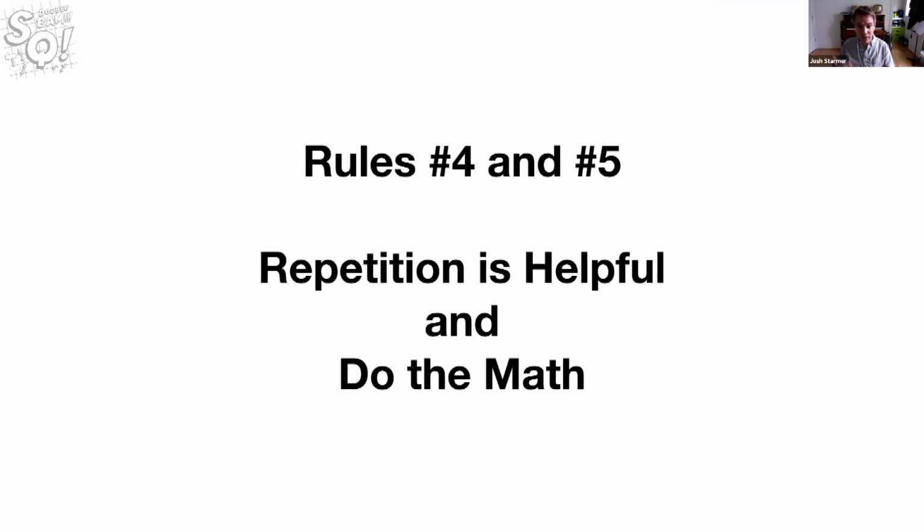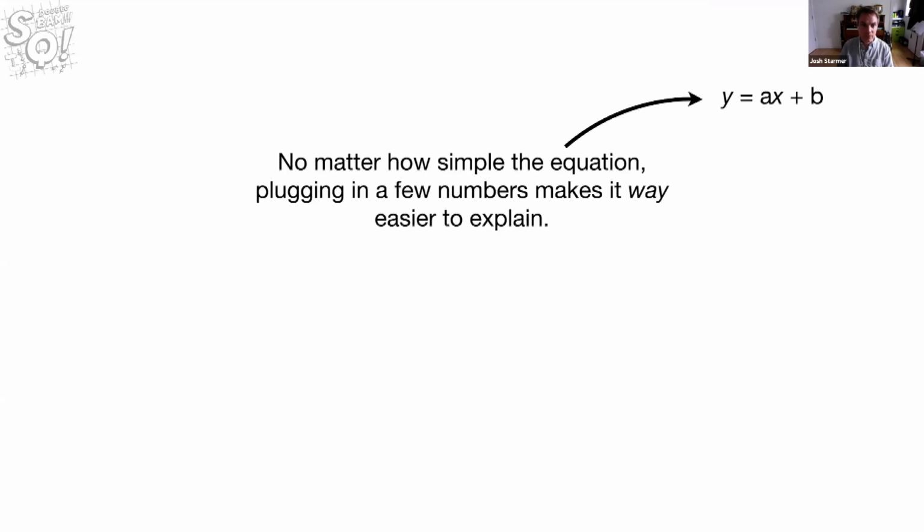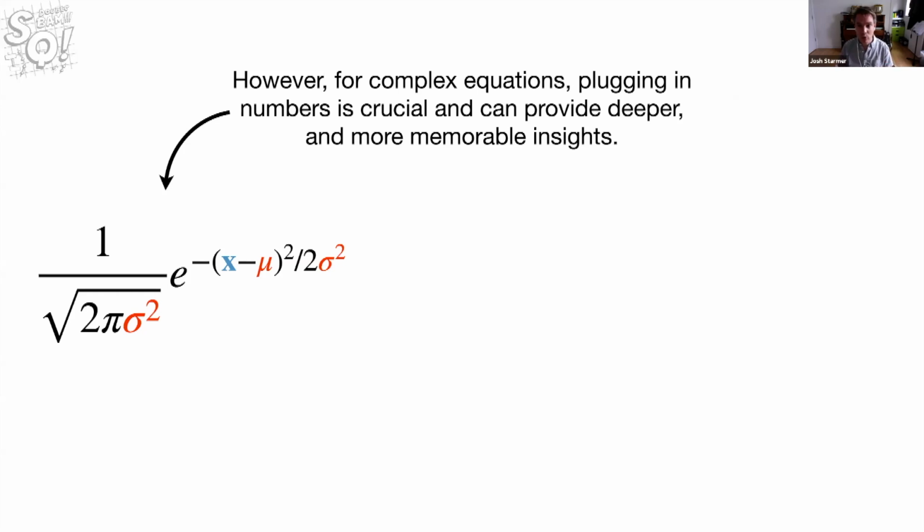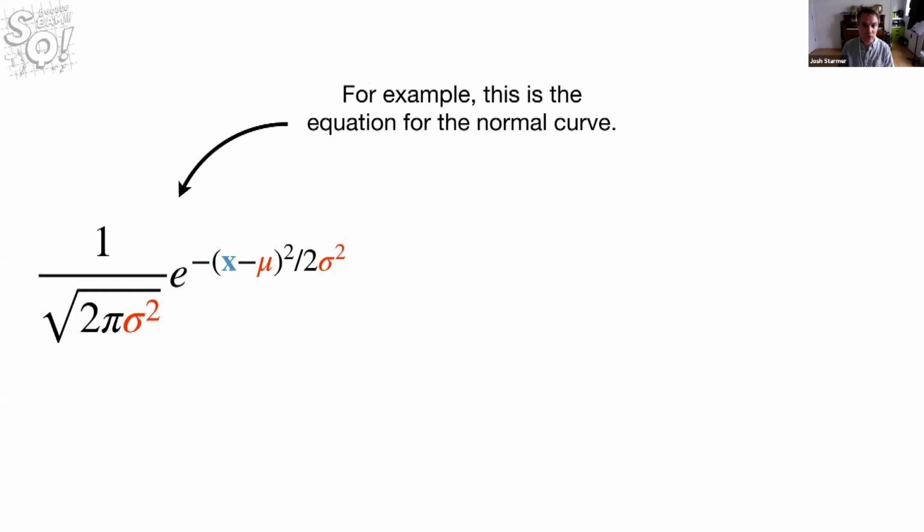Rules 4 and 5. Repetition is helpful, and do the math. No matter how simple the equation, plugging in a few numbers makes it way easier to explain. And doing this more than once makes it way easier to remember. However, for complex equations, plugging in numbers is crucial and can provide deeper and more memorable insights. For example, this is the equation for the normal curve.